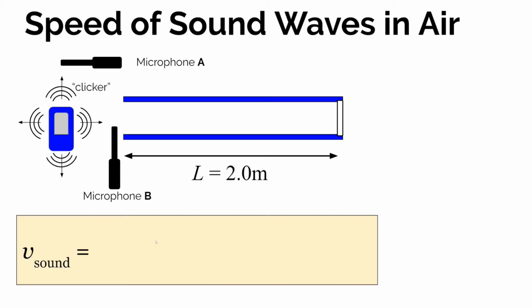So here's a little diagram of what we just saw. We're producing a pulse, an individual pulse, using our little dog clicker, our trainer, and those sound pulses are moving off in all directions.